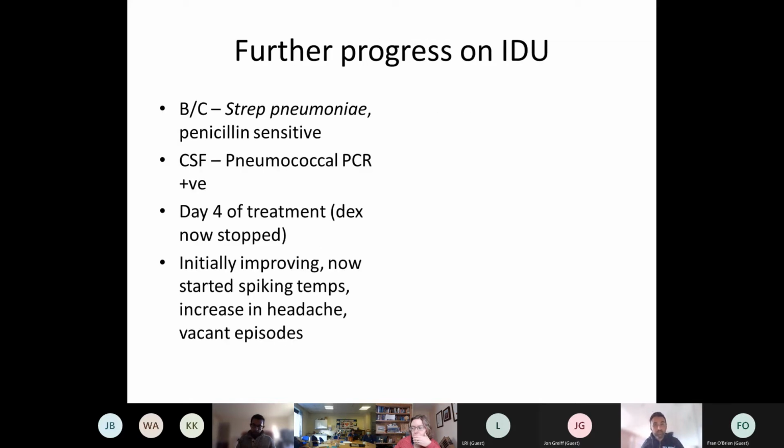So she comes onto my ward in IDU. The blood culture shows that it is strep pneumoniae, which is penicillin sensitive, so that's fine. Potentially you could even use benzyl penicillin here and not ceftriaxone, but we do carry on ceftriaxone because it's got very good penetration into the blood-brain barrier. The CSF pneumococcal PCR comes back positive.